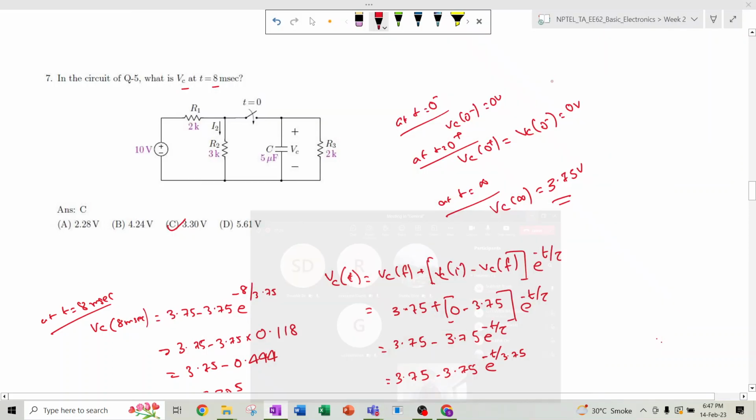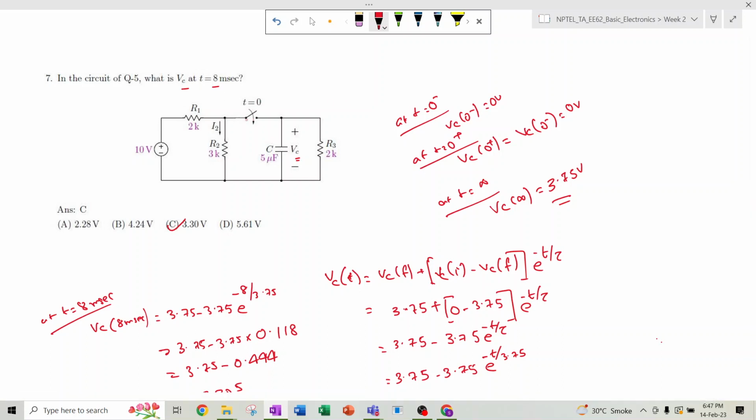So I am repeating this problem again. In the question it is asked that at time t equal to 8 millisecond, what is the value of the voltage across the capacitor. What I have already discussed is that at time t equal to 0 minus, this switch is open, so there is a capacitor in series with a resistor. At time t equal to 0 second, there is no voltage stored in the capacitor, so Vc(0 minus) is equal to 0 volt, we can write.